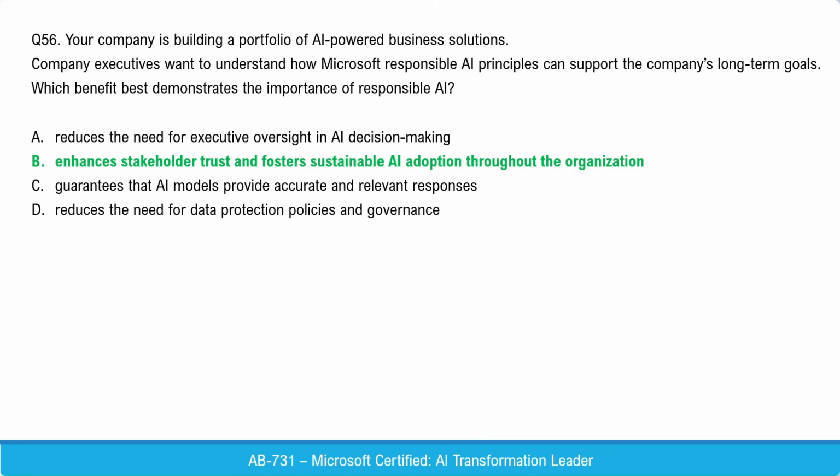Looking at other options, option A suggests reducing executive oversight. This is incorrect because responsible AI actually requires stronger governance and oversight. Option C suggests that responsible AI guarantees accuracy. That is not true. It improves reliability but cannot eliminate all errors. Option D suggests reducing data protection and governance. Well, this is the opposite of responsible AI, which emphasizes strong data protection and compliance. The key takeaway is that responsible AI builds trust and enables long-term sustainable adoption. That's why the correct answer is option B.